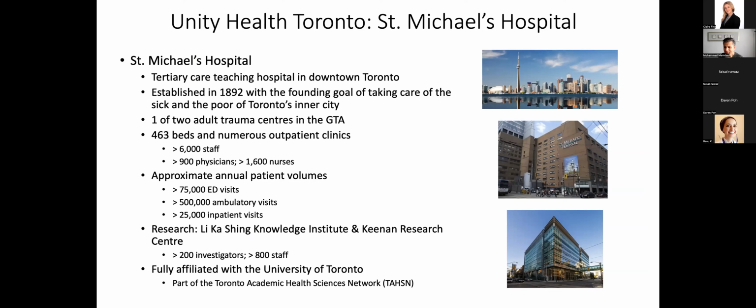How many patients do we see? In the emergency department, we have about 80,000 visits a year, over 500,000 ambulatory visits, and over 25,000 inpatient visits. Now, why am I telling you all this? It's because there's a lot of data there. So if you multiply this by about 15 years of historical data, it's a good amount of data to work with. We also have a research institute, and we're fully affiliated with the University of Toronto.